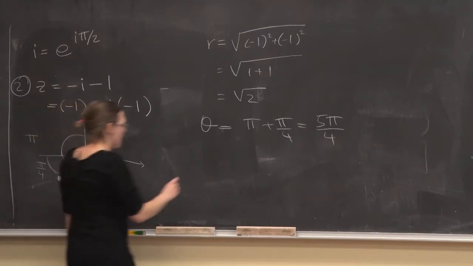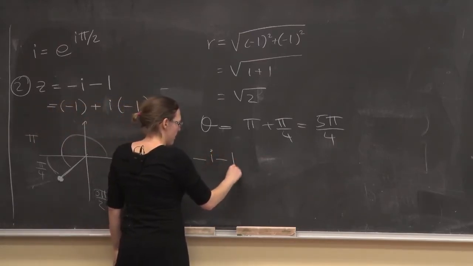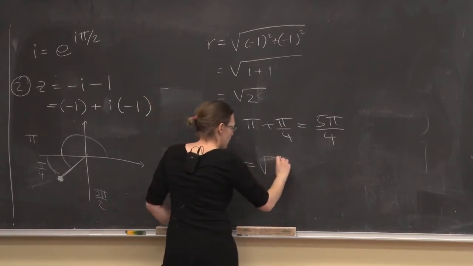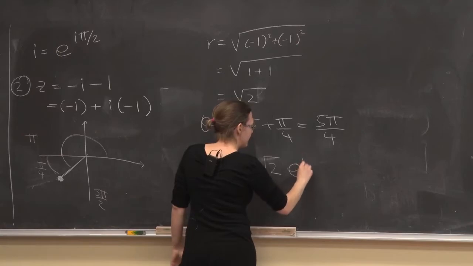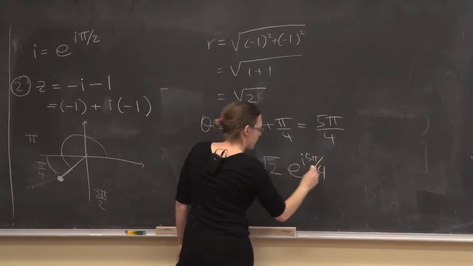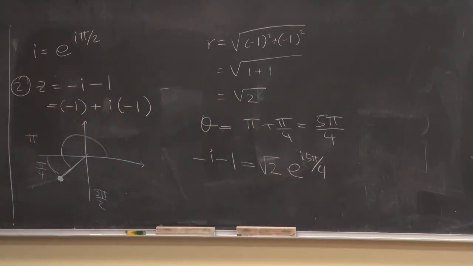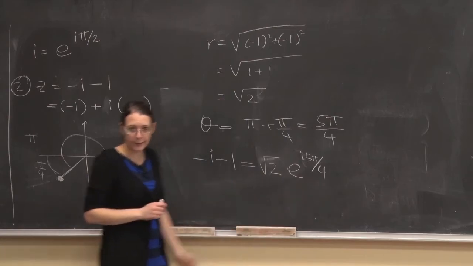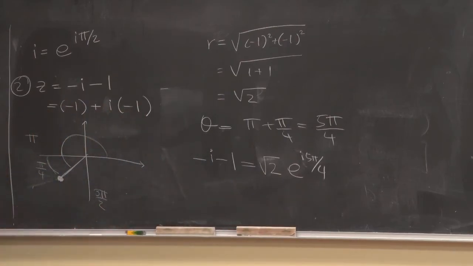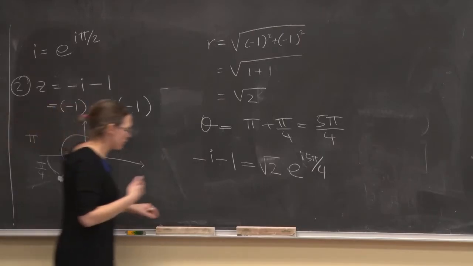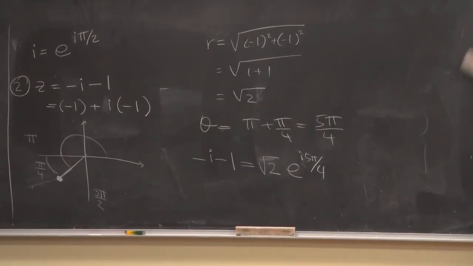Okay, so this one, I would say that minus i minus 1 is equal to square root of 2 e to the i, and you could put the i with the 5 pi over 4. The exponent, the numerator is i 5 pi, or 5i pi, whatever order, multiplication is commutative, divided by 4. Okay, so that's in polar coordinates. What can I do with this? Well, I'm going to use this to solve certain kinds of simple equations.